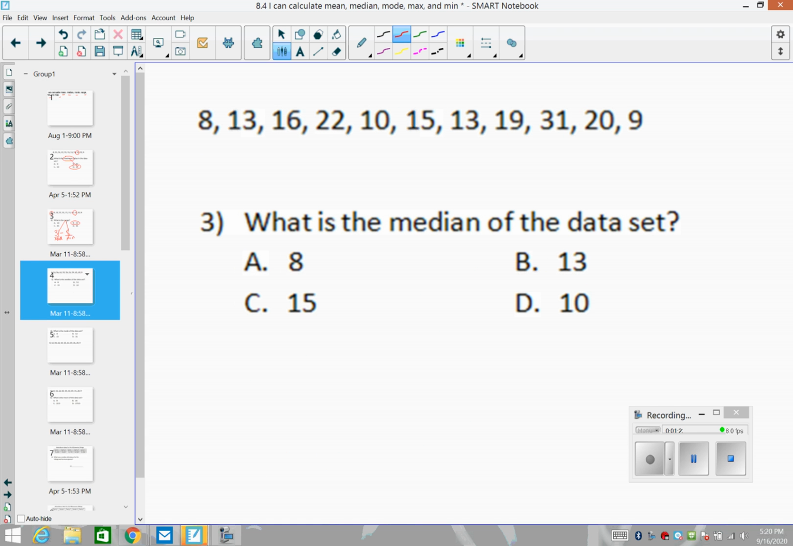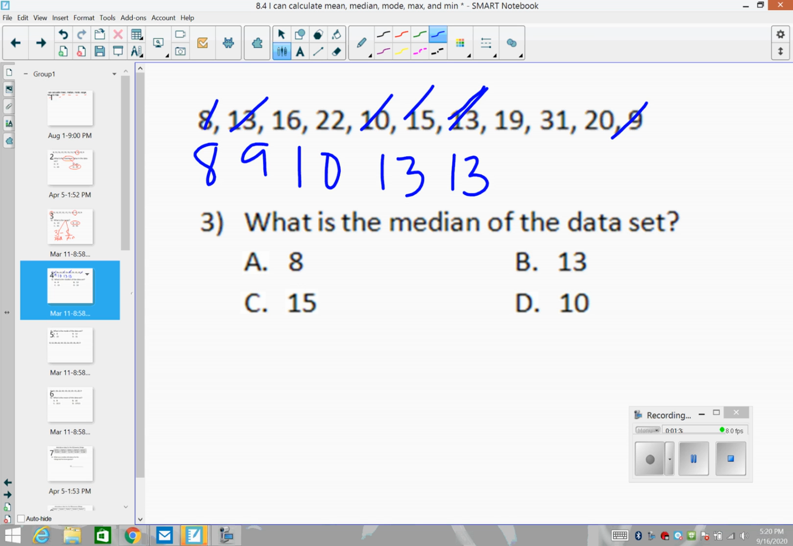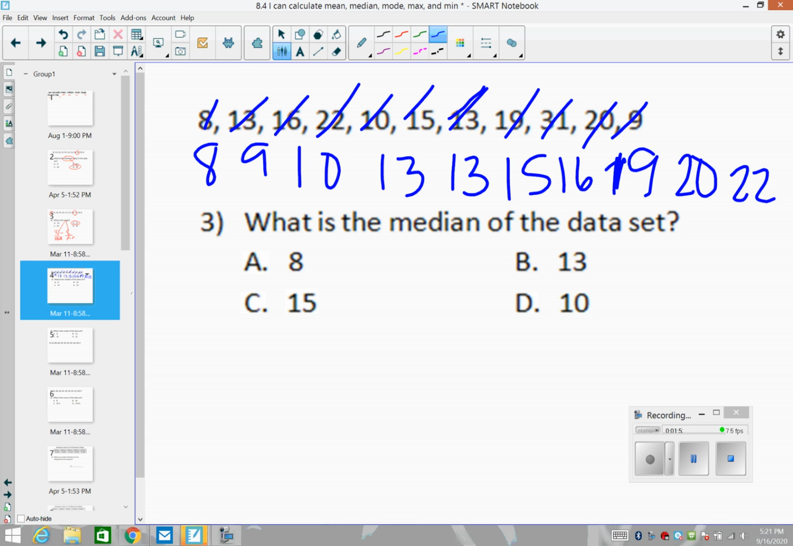The median of the data set. To get the median of the data set, we have to put them in order from least to greatest. So we would say that we have 8, we have 9, we have 10, we have 13, we have another 13, there's my mode, we have 15, maybe, we have 16, we have 20, oh, 19, I missed 19, we have 20, we have 22, and we have 31. I'm going to count those to make sure I got them. 1, 2, 3, 4, 5, 6, 7, 8, 9, 10, 11.